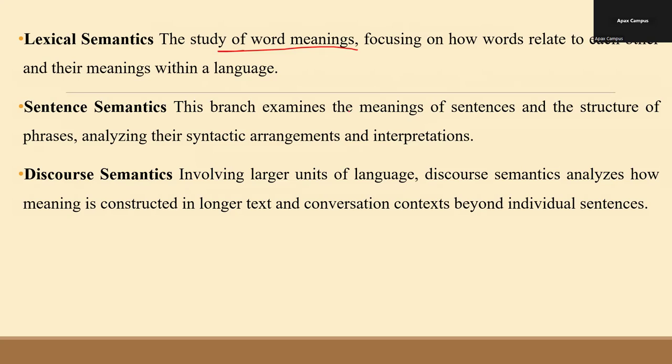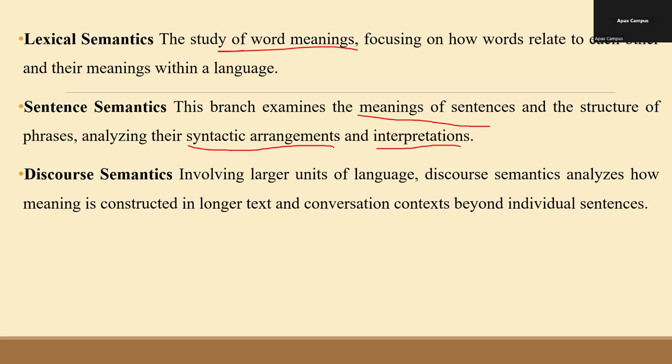And sentence semantics talks about the meanings of sentences, sentence meaning and the structure of phrases, analyzing their syntactic arrangements and interpretations. It looks at how the meaning of a sentence can be understood or interpreted in relation to the arrangement of words, by analyzing the syntactic arrangement. Syntactic arrangement means grammatical arrangement, that is, subject, verb, object, subject, verb, complement, subject, verb, adverbial. There are sentence patterns there. Syntactic arrangement is the grammatical arrangement of the sentence components.